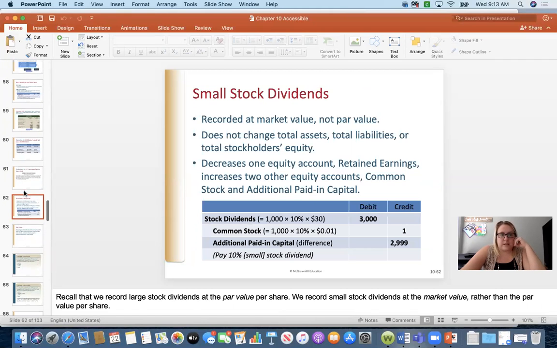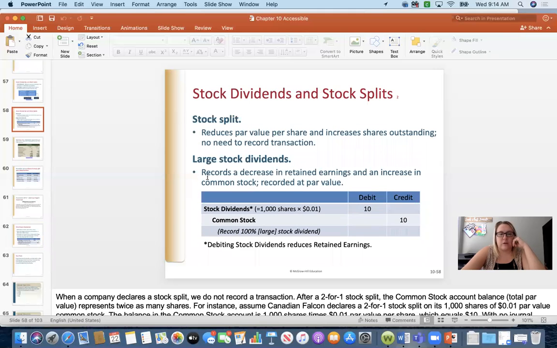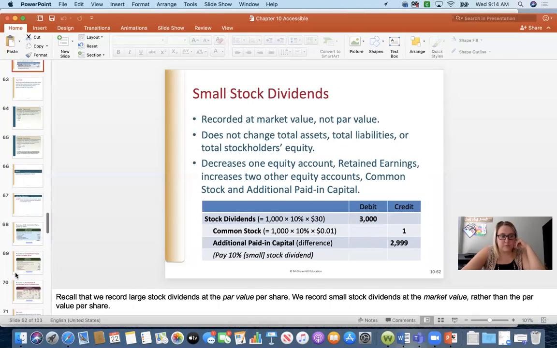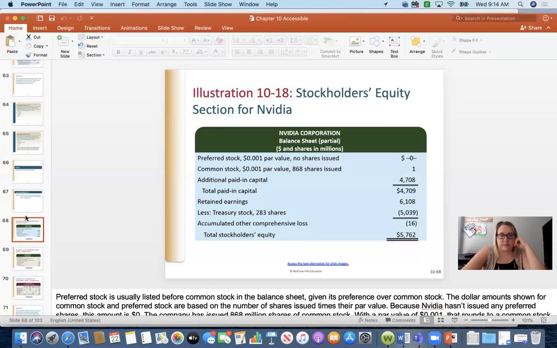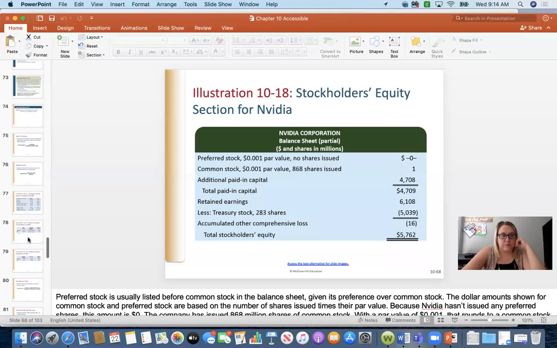The difference is with a small stock dividend, we're going to record it at market value. So you've got that additional paid in capital line. Whereas a large stock dividend or a stock split, you record it at par value. So you only have stock dividends and common stock. Here you have stock dividends, common stock, and additional paid in capital. And then lastly, you have your ratios to review for the chapter.